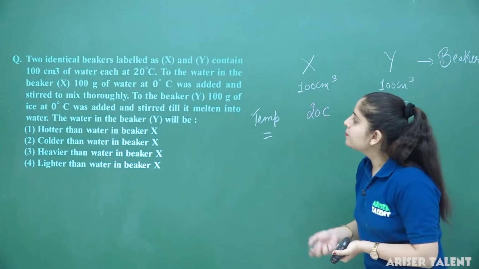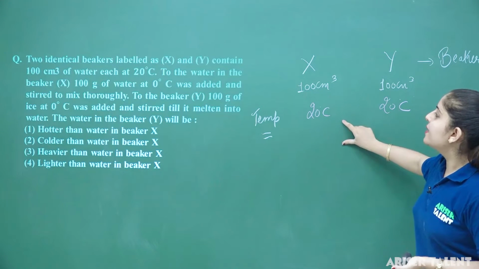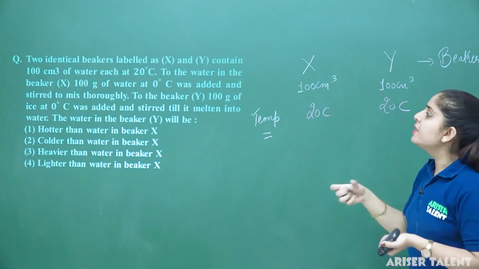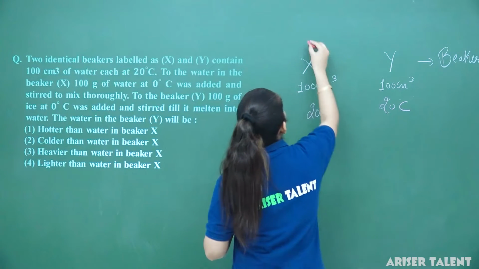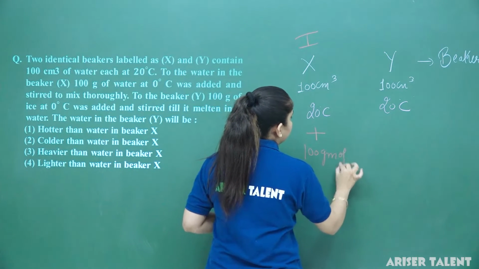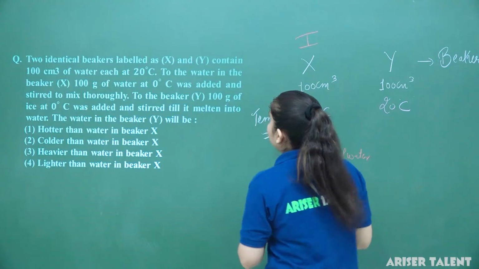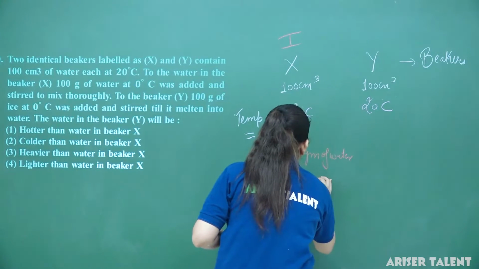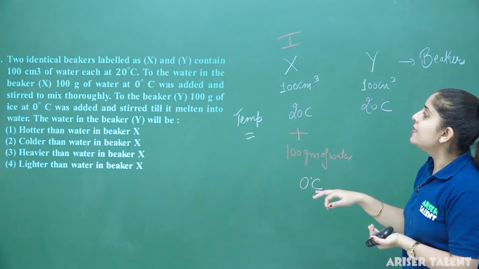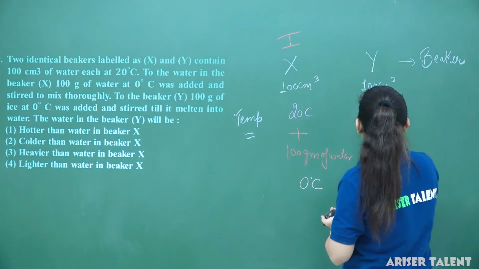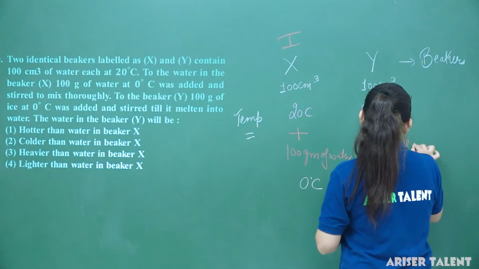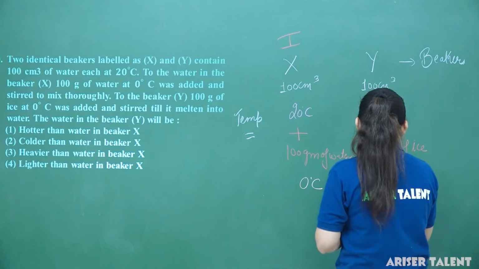Now, to the water in the beaker X, 100 gram of water at 0 degrees was added and a stirrer is used to mix it thoroughly. In the first sample, we are adding 100 gram of water, and this water we are adding at 0 degrees Celsius. In the second beaker, 100 gram of ice is added at 0 degrees Celsius. Again, the temperature is 0 degrees Celsius.